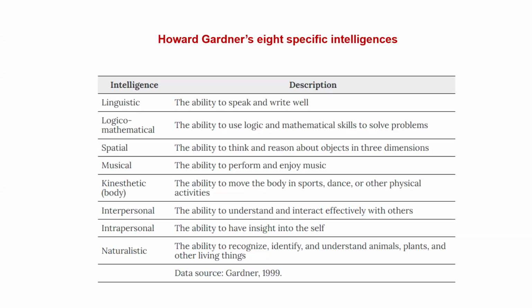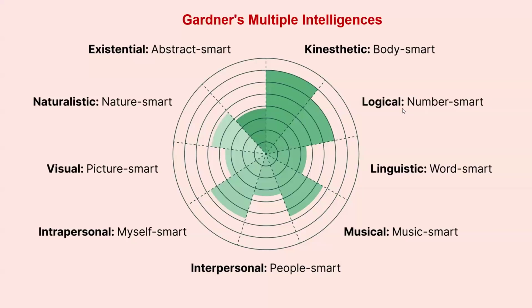So, Gardner says there are how many types of intelligence? 1, 2, 3, 4, 5, 6, 7, 8, 9. There are 9 types of intelligence Gardner talks about. That's why we say multiple intelligences. That's why we say that all the students are not the same. They are different. They have individual needs.